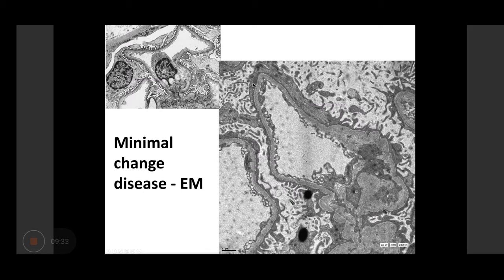So this diffuse effacement of foot processes is the classical change of minimal change disease, and as you can understand, we will require electron microscopy to confirm the diagnosis of minimal change.